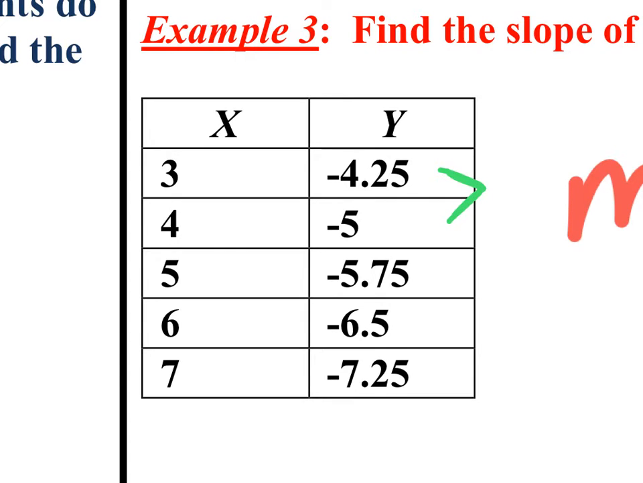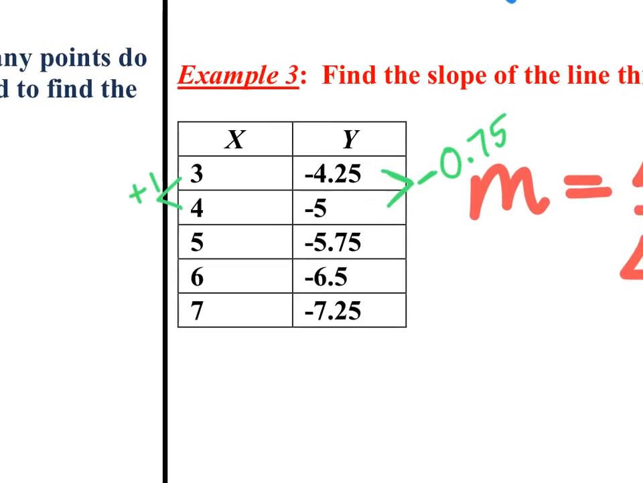When I go from -4.25 to -5, how am I changing? Would you please tell your neighbor? Let's see. Ellie, how am I changing? Right, negative, so minus 0.75. What about on my x's? Keely, how are my x's changing? Yeah. So I have my change in y, it's minus 0.75. My change in x is plus 1.